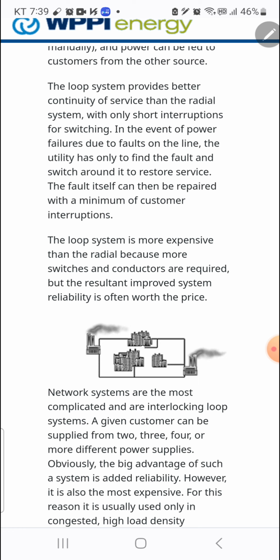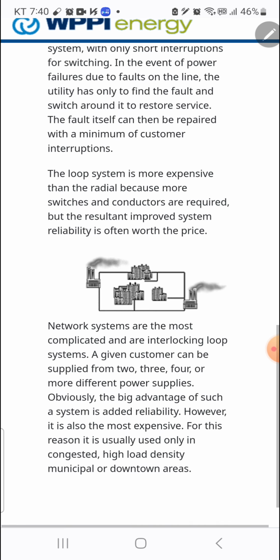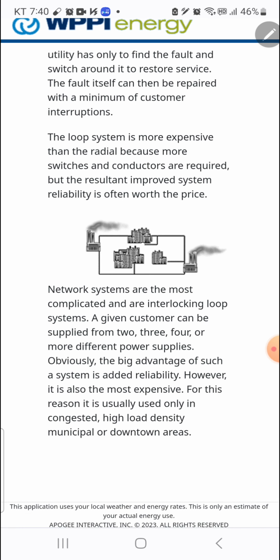Switch around it to restore service. The fault itself can then be repaired with a minimum of customer interruptions.